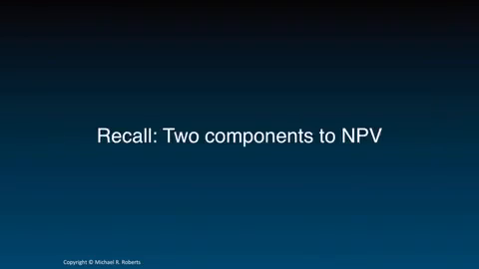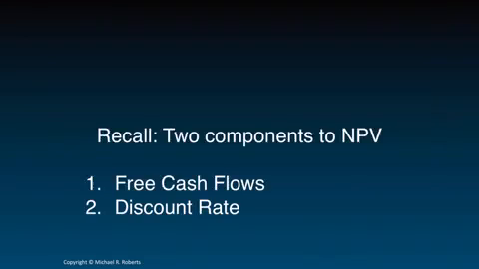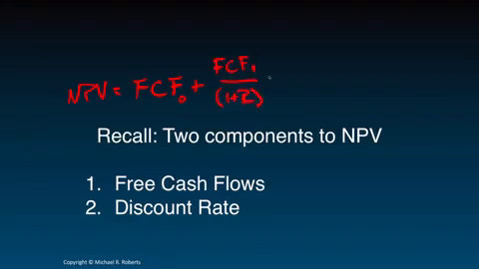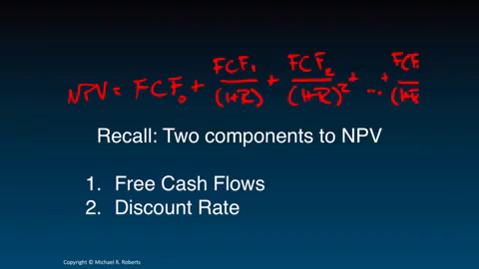So remember, there are two components to NPV. There are free cash flows and there's a discount rate, because NPV, as you recall from last time, is little more than just a discounted stream of cash flows. In this case, free cash flows. So recall, NPV was formally defined as follows, and we recognize that this is really nothing new. Right? This is what we've been doing all along.